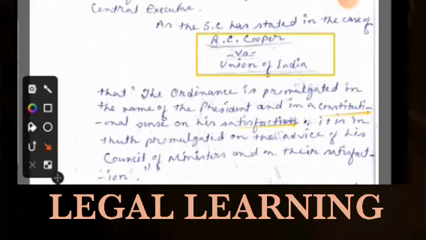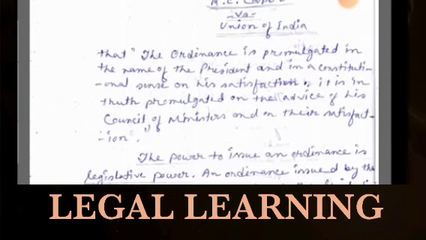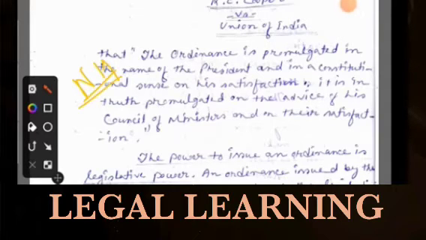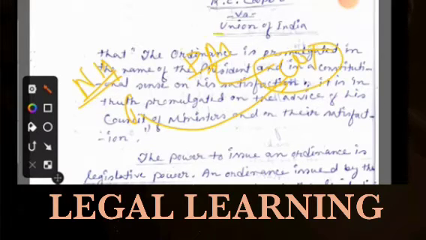It is in truth promulgated on the advice of the Council of Ministers, because of course the President acts on the advice of the Council of Ministers and on their satisfaction. So practically this is on the advice of the Council of Ministers. Although it shows that it is the President who promulgates the ordinance, practically, because the President acts on the advice of the Council of Ministers, the President is merely the nominal head. The real executive power is vested in the Prime Minister, who is the head of the Council of Ministers. So that's why the Council of Ministers is made. That means the Prime Minister practically.